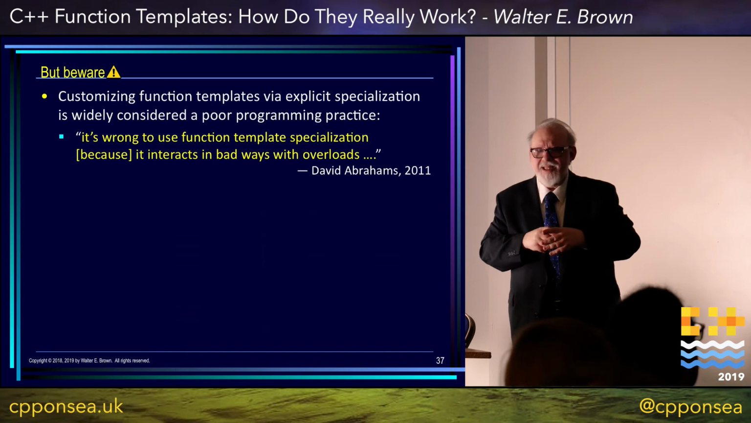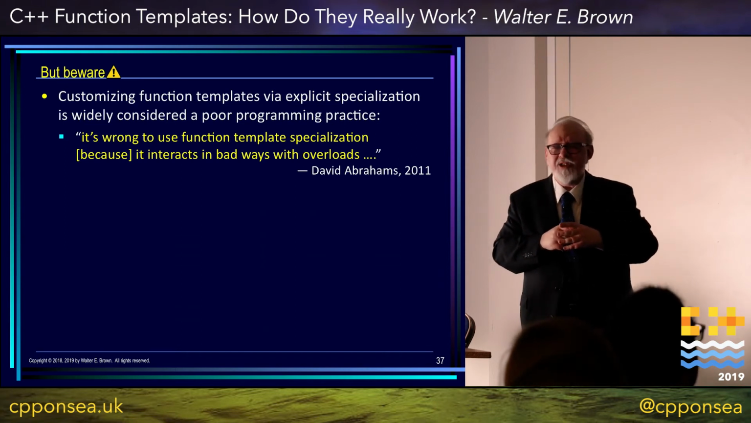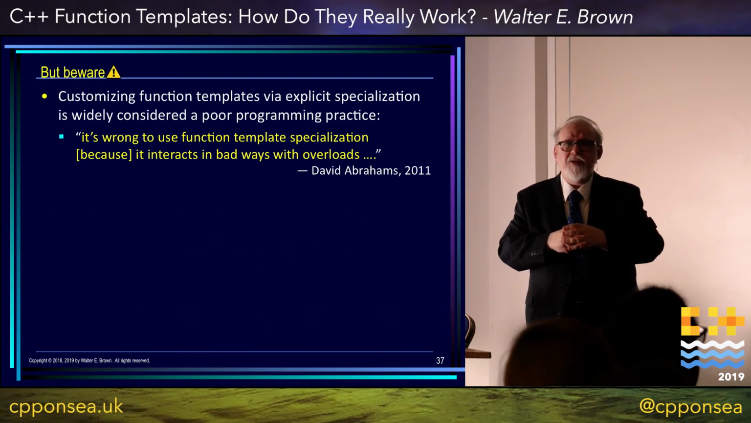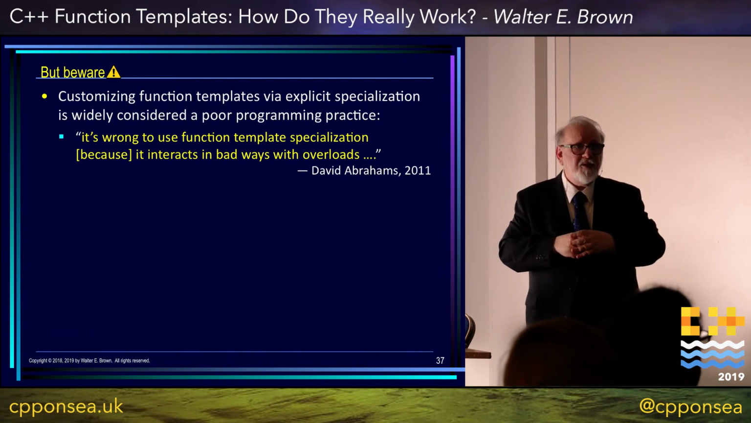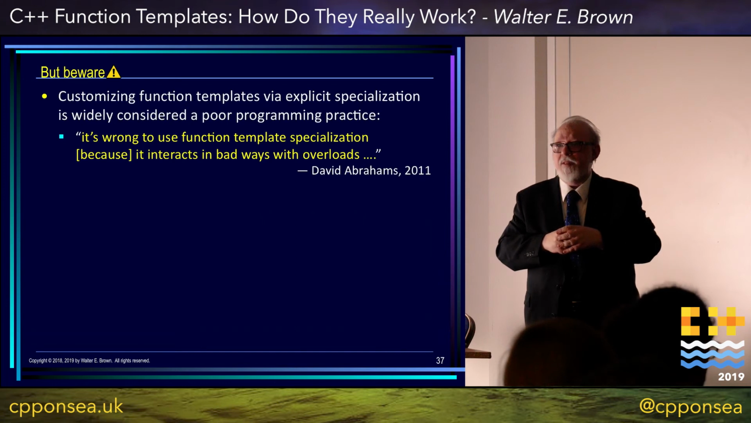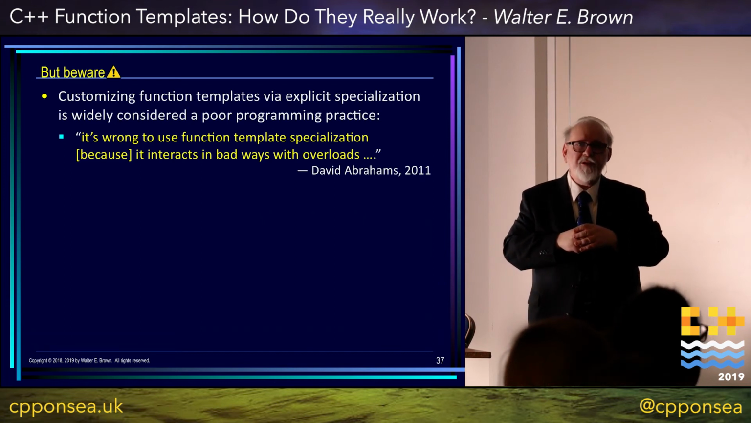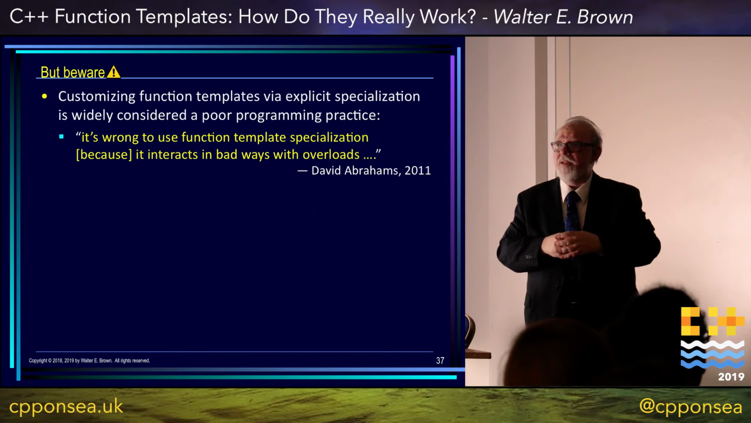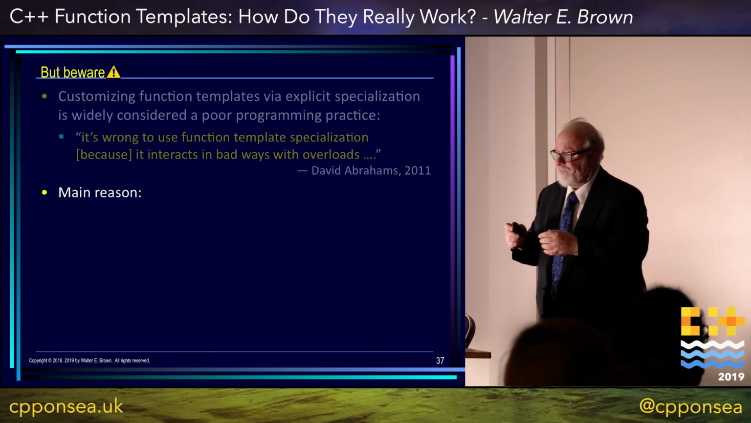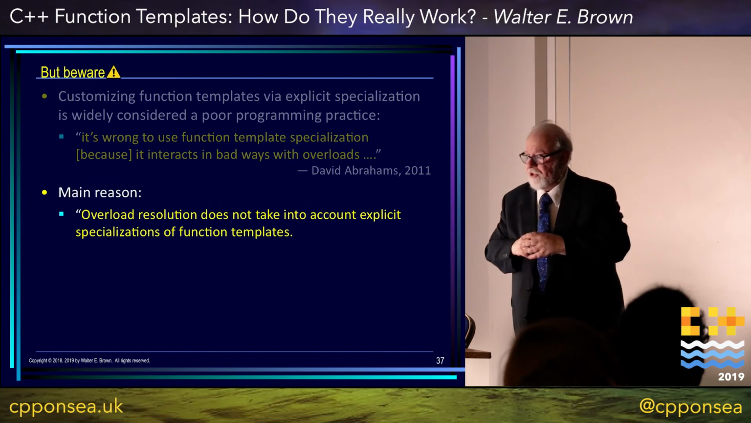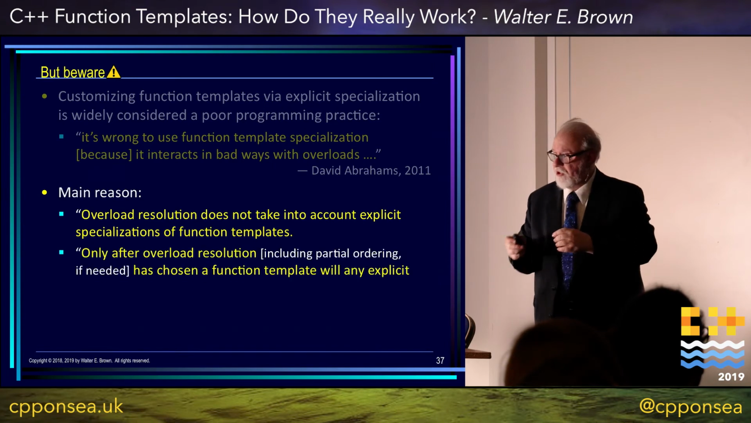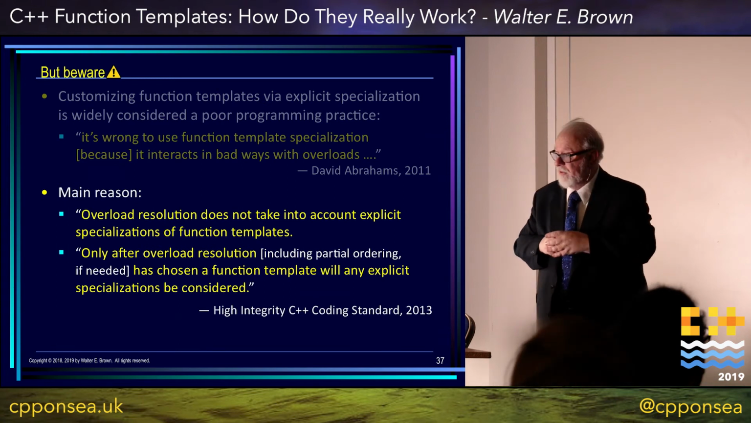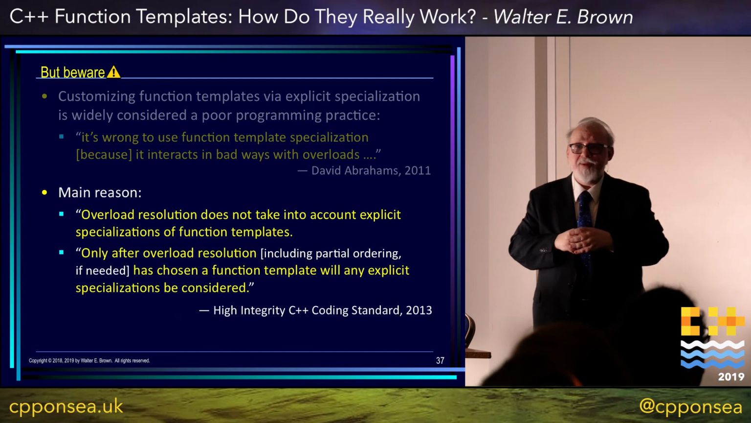The principal argument is that the presence of explicit specializations does not, as we've already discussed, interact with overload resolution in the way that naively most C++ programmers would initially believe. Naively, a lot of C++ programmers, not you folks any longer certainly, believe that a specialization is part of overload resolution. And as we all know now, it's not. Quote, overload resolution does not take into account explicit specializations of function templates. Only after overload resolution has chosen a winner will any explicit specializations be considered.